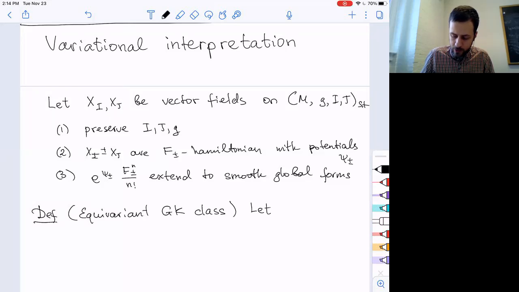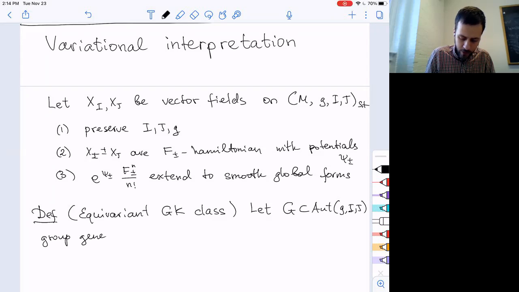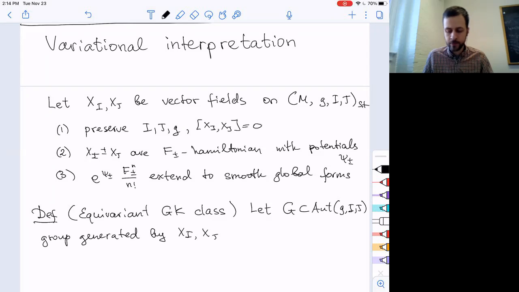So I consider a group G. This will be a subgroup of the automorphisms of G, I, J, generated by the flow of xi and xj. And our assumption here, let's also add that they commute. Again, this is always true on solitons. So if we're looking for solitons, we need commuting vector fields.